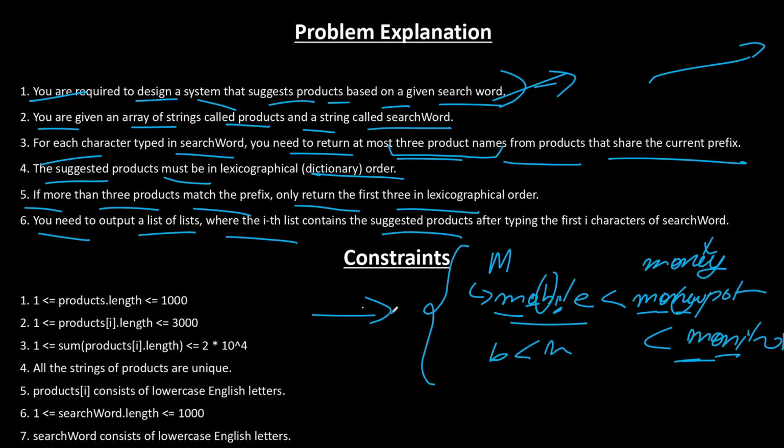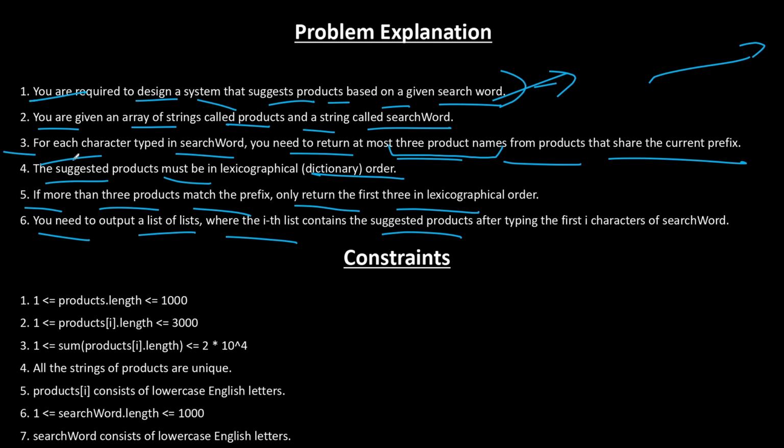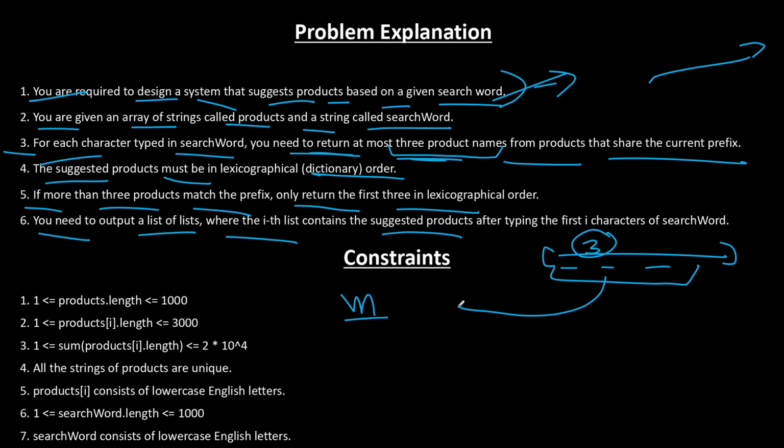Let me get to the question again. Coming to point 3. For each character typed in search word, suppose the M you typed, you need to return at most 3 product names from products. You will be given a products list, and from there you have to take the 3 product names which share the common prefix. Suppose we have some 3 products starting with M, all those 3 products should appear here, and the way they come out in the list should be in lexicographically increasing order, as we saw in the example of money pot and the other one, mouse, and monitor.